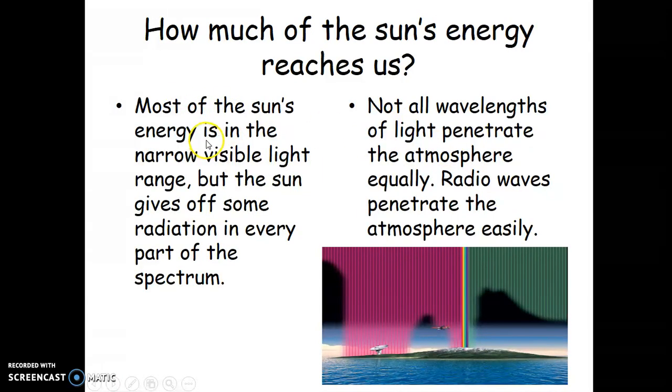Most of the sun's energy is in the narrow visible light range, but the sun gives off some radiation in every part of the spectrum. Most of the energy the sun gives off is in that very small area, the visible light. Not all wavelengths of light can penetrate the atmosphere. Radio waves penetrate the atmosphere easily. The ones that are harder to penetrate are some of the gamma rays. They don't really penetrate very easily.